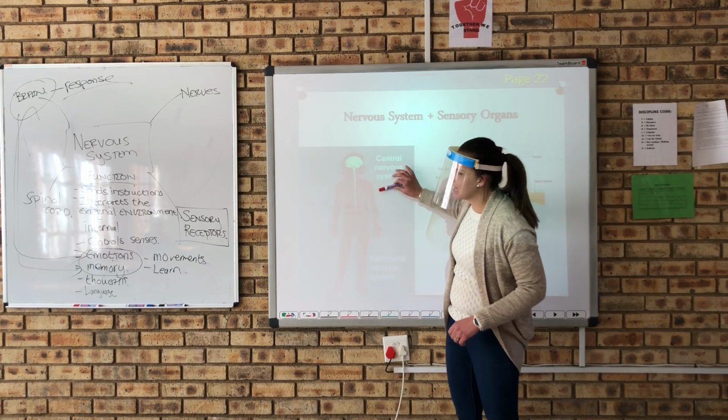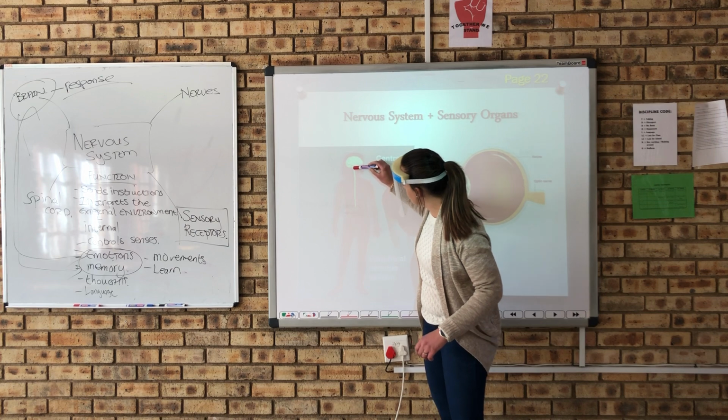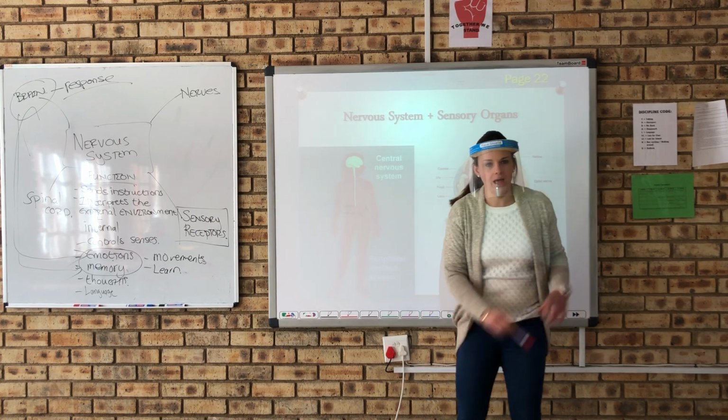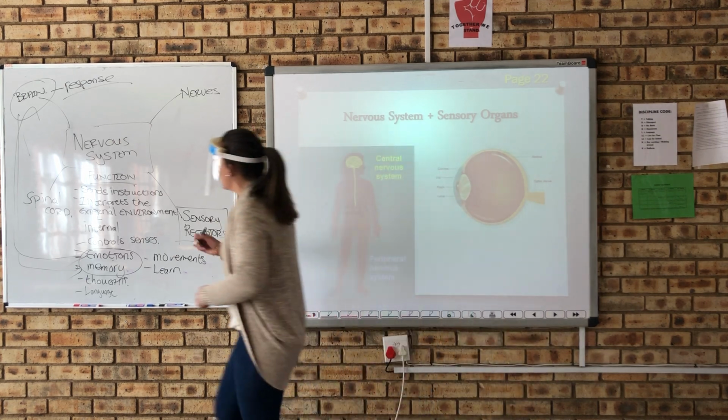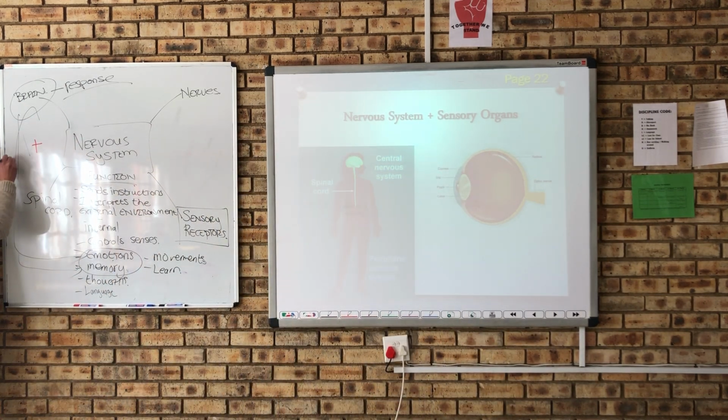We have what we call the central nervous system. The central nervous system is made up of the brain and the spinal cord there. Okay? So that's the central nervous system. Are you all happy? So this one, brain plus spinal cord, makes CNS, central nervous system.